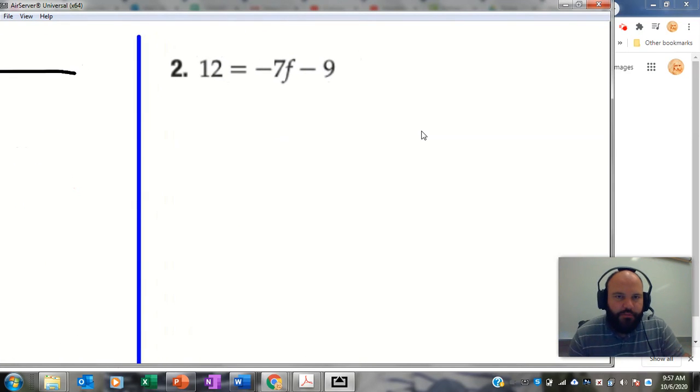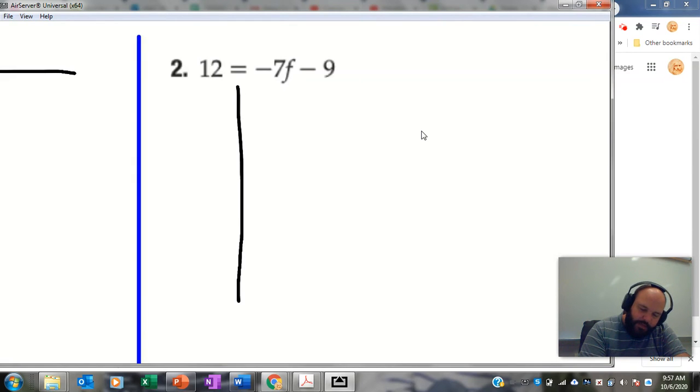So here's number 2. First thing again, we want to identify the variable. There's an f right there. So what is happening to that f? Well, there's a couple things that are happening to that f. The first thing is the negative 7 is multiplying the f, and it's subtracting the 9. So I need to undo the multiplication, and I need to undo the subtraction.